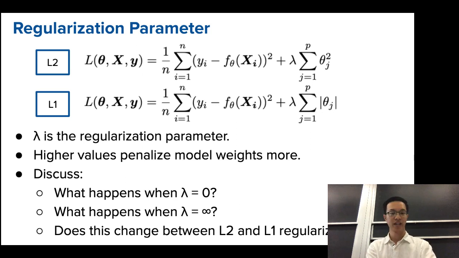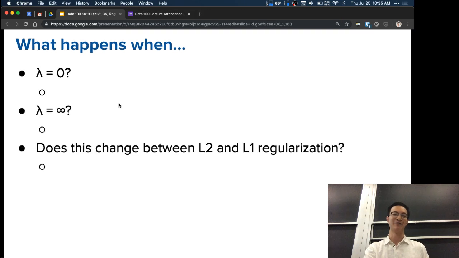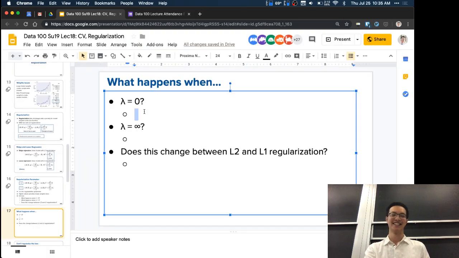All right, so what happens when lambda is equal to 0? Any guesses? I will take 3 volunteers, one for each question. What happens when lambda is equal to 0? I'll write down what you say, so what you say will be immortalized on these slides. If no one says anything, I might leave them blank as exercises for you.